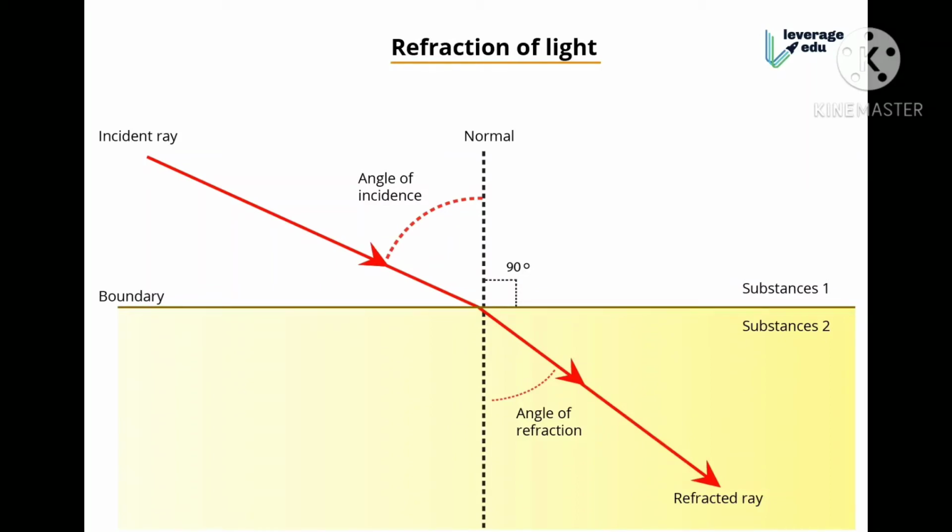So whenever a ray of light passes from a lower density medium to a higher denser medium, then it will bend towards the normal. And when the ray of light passes from denser medium to the rarer medium, then it bends away from the normal. And if the incident ray strikes directly on the normal, then no deviation takes place.